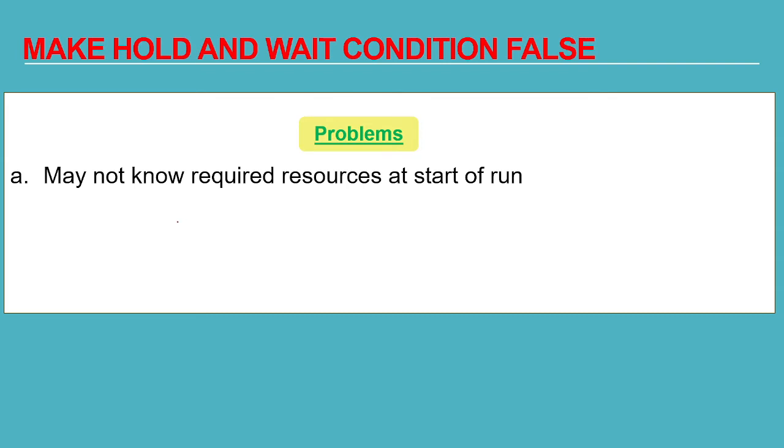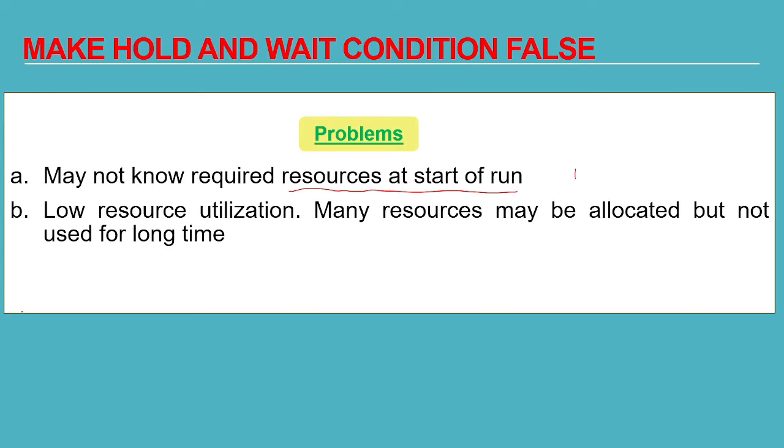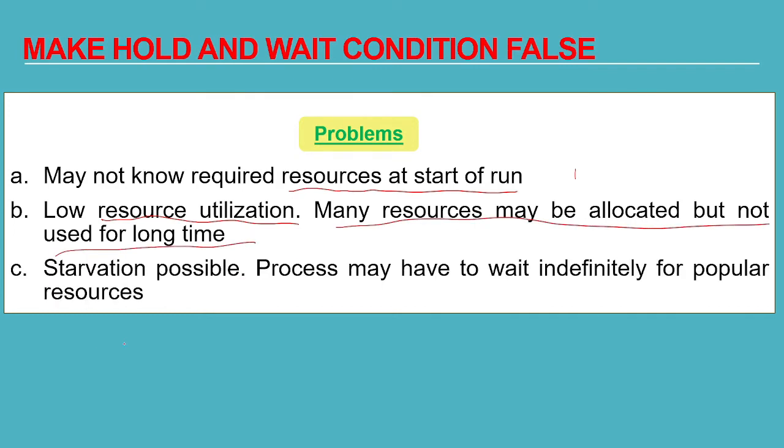You may not know in advance how many resources you will need at the start. Suppose I am cooking something. I am looking at a YouTube video and making some dish. Initially I won't know what ingredients I will need for preparing my dish, so I cannot request all the resources up front. So there is low resource utilization: many resources may be allocated but not used for a long time. Similarly, starvation will occur.